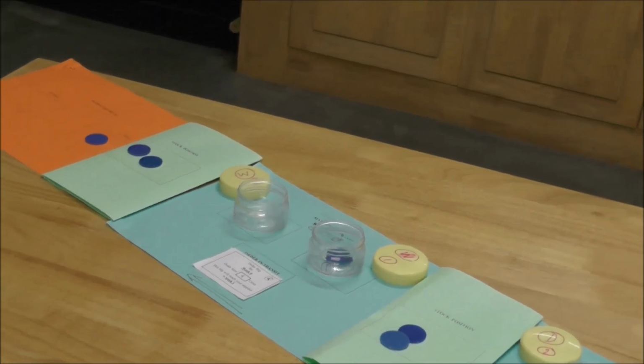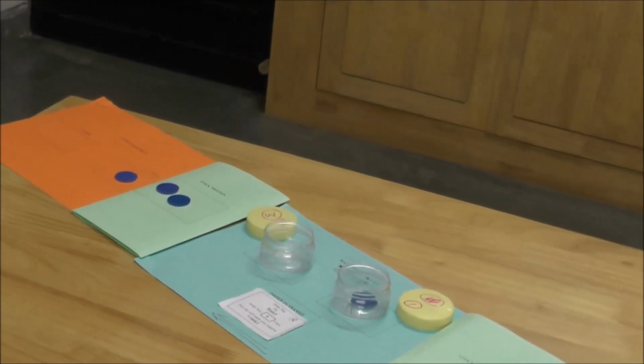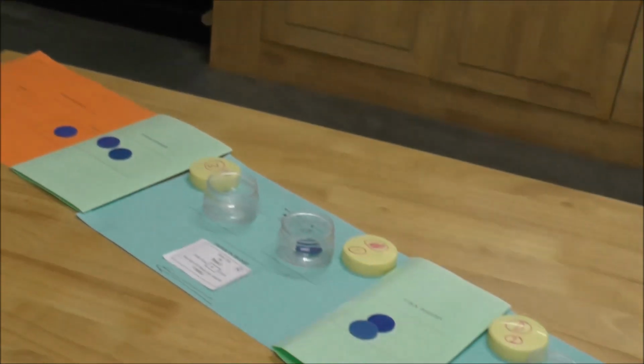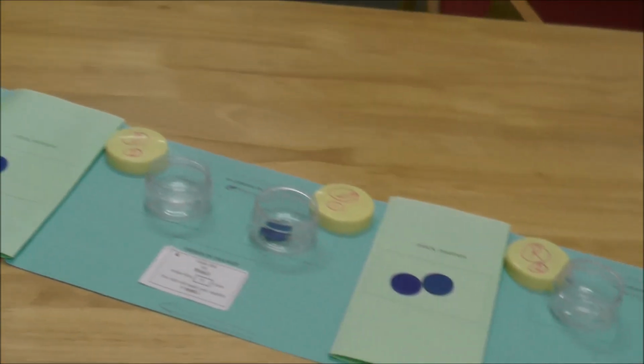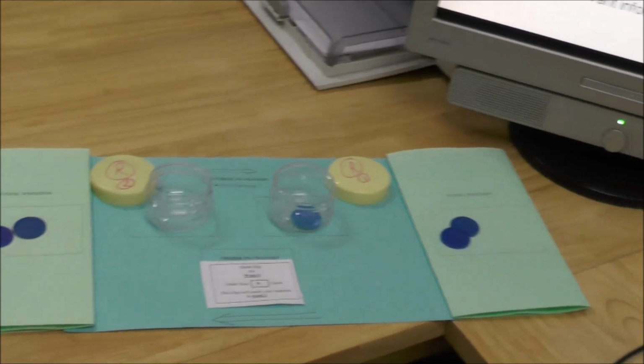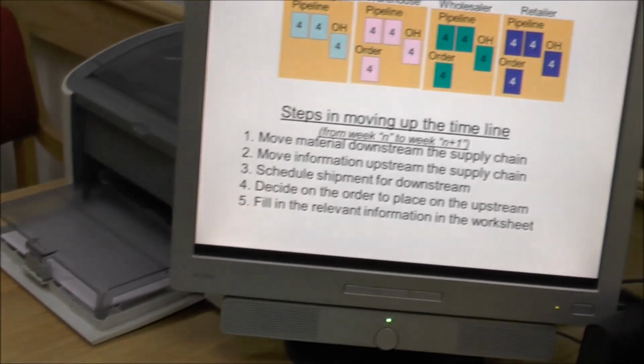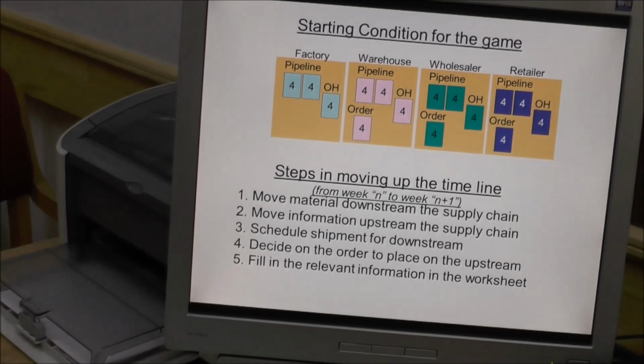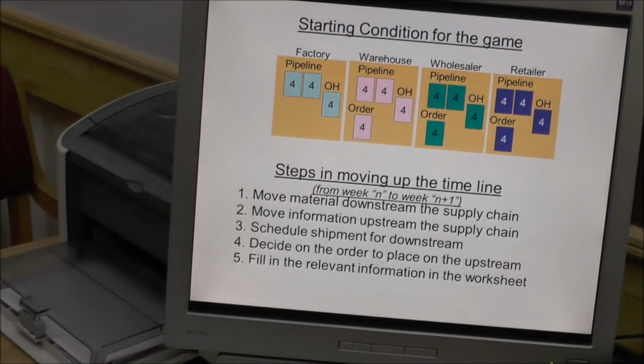If you make it like that, what we will see is on hand inventory is 8, and there are 1 week lead time boxes in all positions. So that is what is being indicated in this. We have moved, step 1 we have done, we have moved the material downstream. So we have received fresh crates of beer.